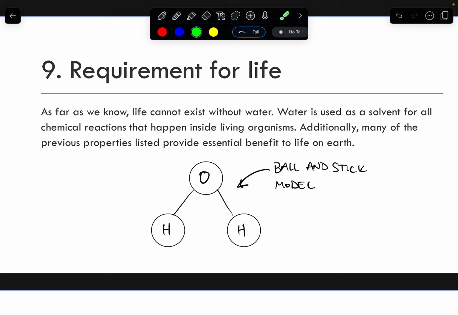Alrighty, so that's it for the 9 properties of water. You really just need to be familiar with them, familiar with a definition of the term, and maybe an example. The questions on your assignment talk about ball and stick models. This is a ball and stick model for H2O. You're going to want to draw some of these and make sure you indicate the partial positive and partial negative charges, okay? That polarity is important.